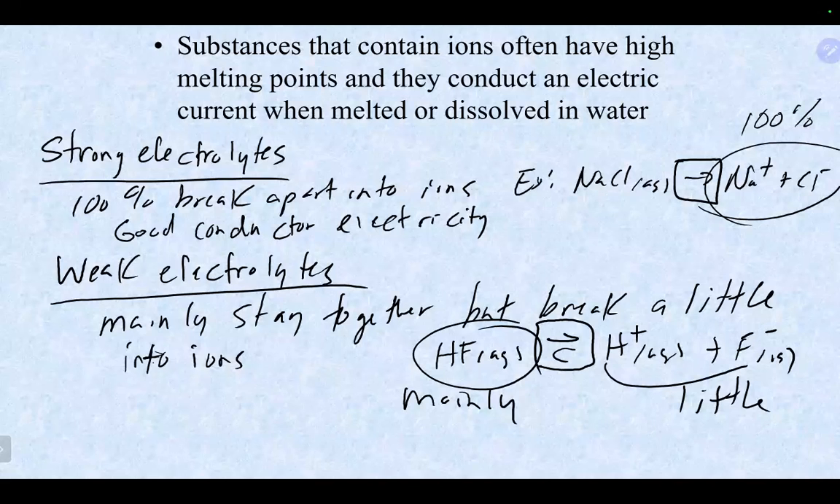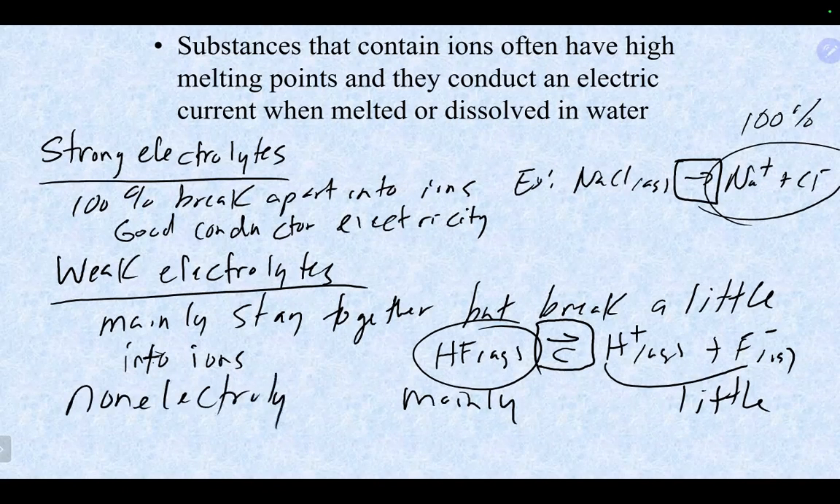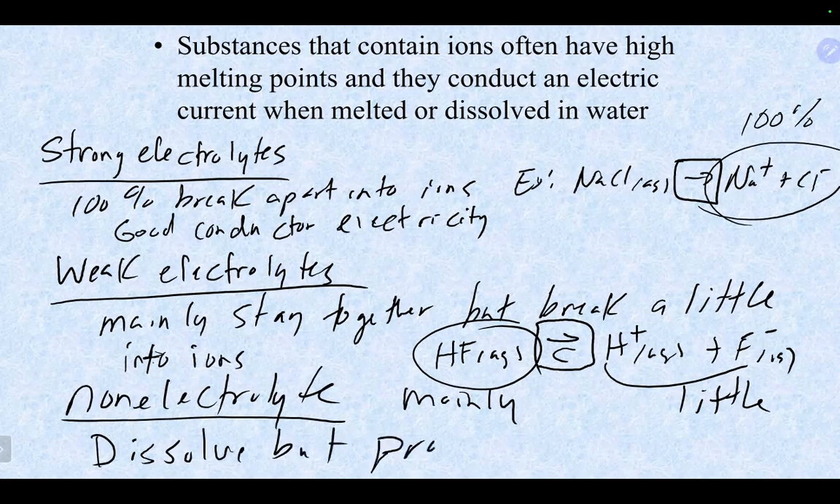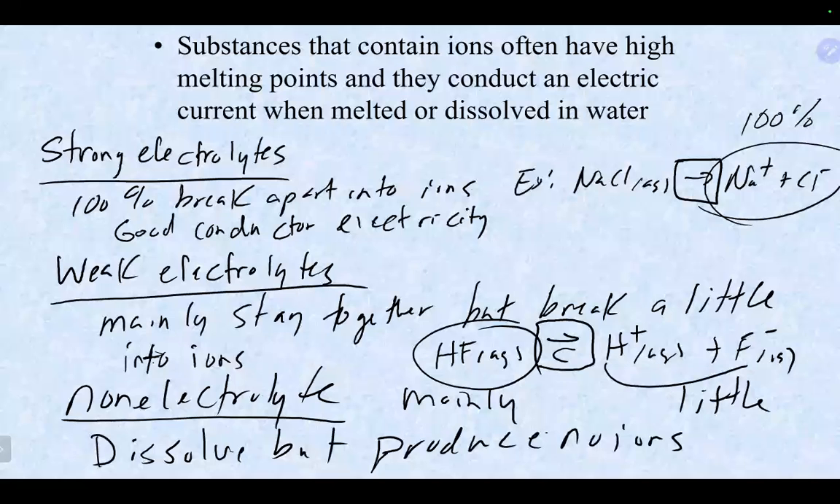So what ends up happening is you get the reaction happening in both directions simultaneously. It will eventually come to what's known as chemical equilibrium, and you'll have a little bit of reactants, you'll have some products present at that time. Last type of electrolyte is actually a non-electrolyte. They will dissolve but produce no ions. So because they will produce no ions, they will not conduct electricity.